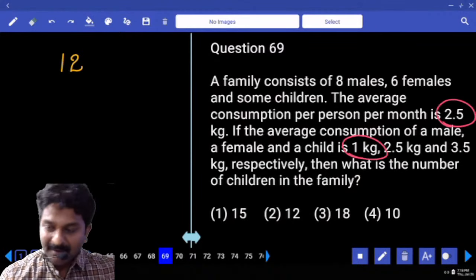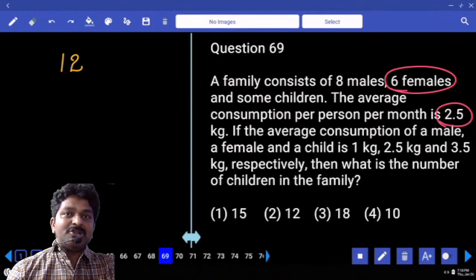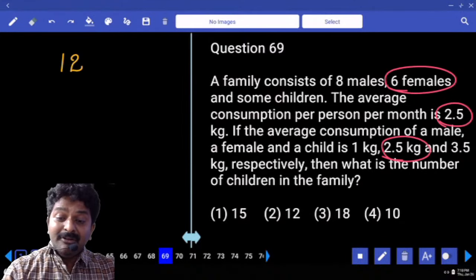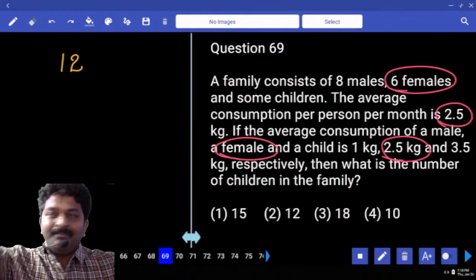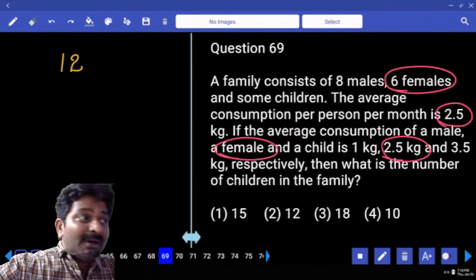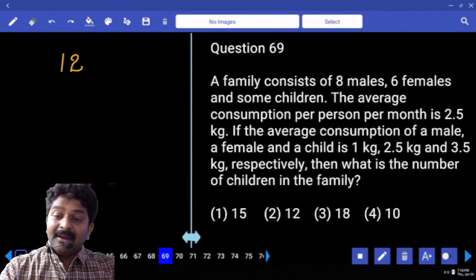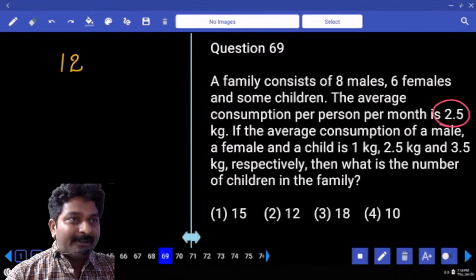Next, consider female. Each female, according to the average, consumes 2.5 kgs. Individual average wise also, female take 2.5 kgs. They were given 2.5, they are taking 2.5. Is there any excess? Any leftover? No. That is settled there. Next. Now, in the question, each child consumes 2.5.